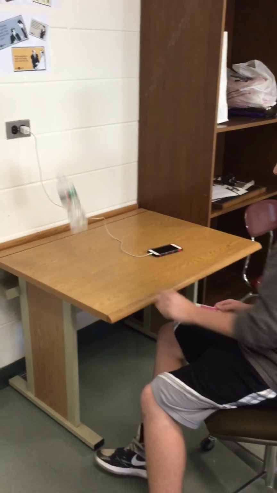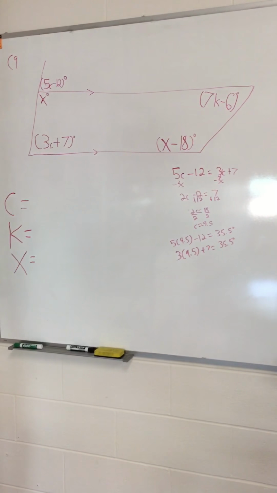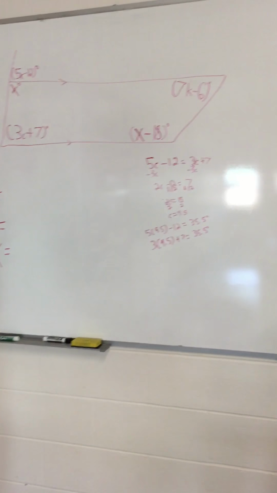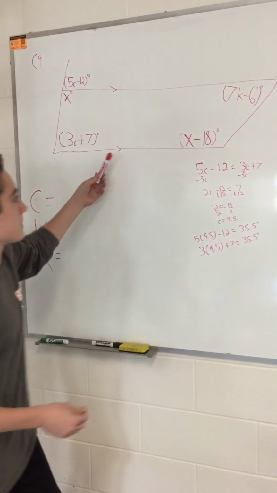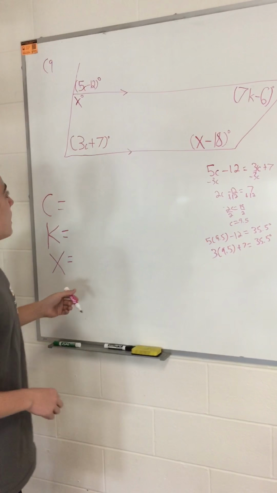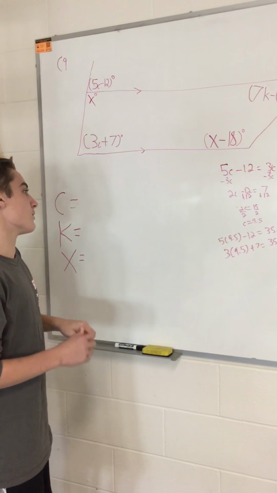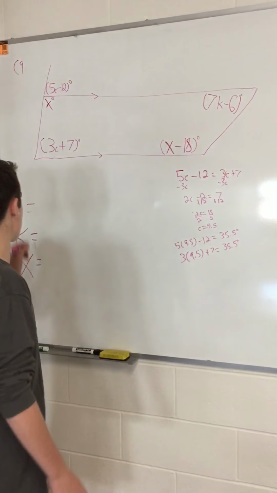I can help you. Okay, so what I have over here is an equation 5c minus 12 and 3c plus 7. How I got that equation, you might ask, is because I realized that these lines are parallel, marked here, and that these are corresponding angles, so I know they will be congruent. And I worked down the equation, which gets c equals 9.5.